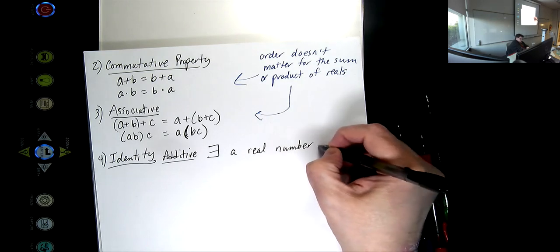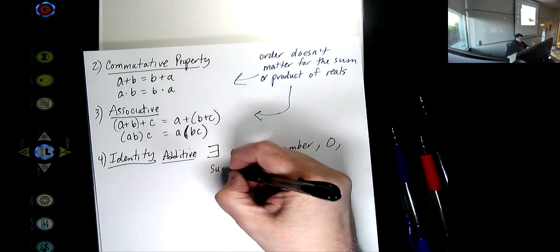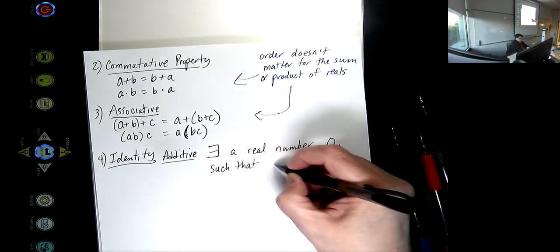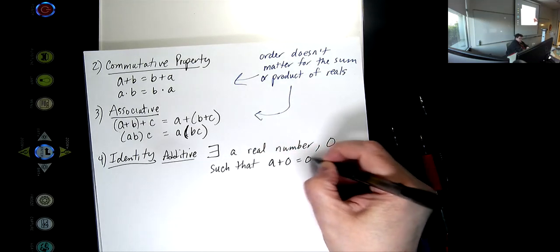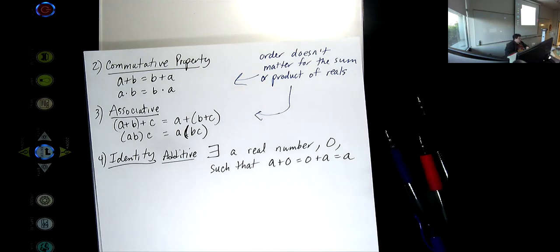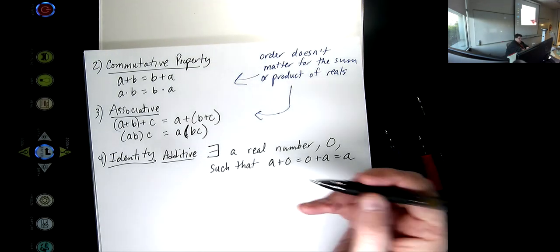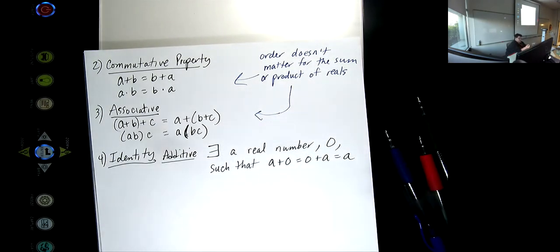That's what it is, it's 0, such that A plus 0 equals 0 plus A, which equals A. There's a number I can add to any number and it doesn't change the value of the number. That's the idea of identity. There's some number that I can do this operation with and it doesn't change the value. So for addition, I can add 0 to it and it doesn't change the value.